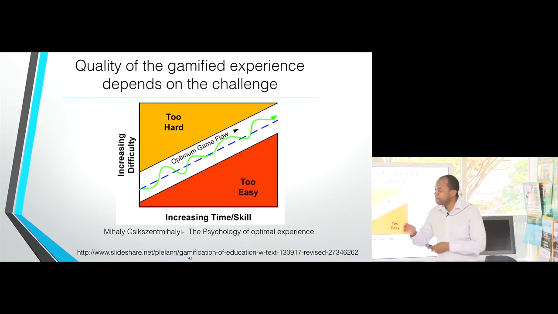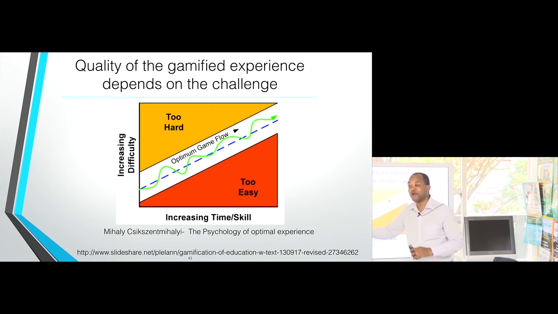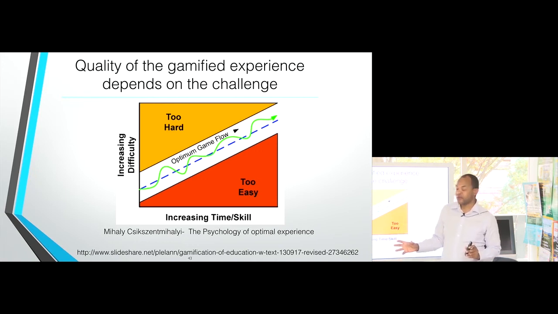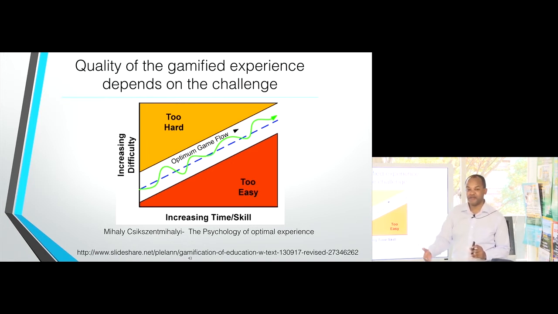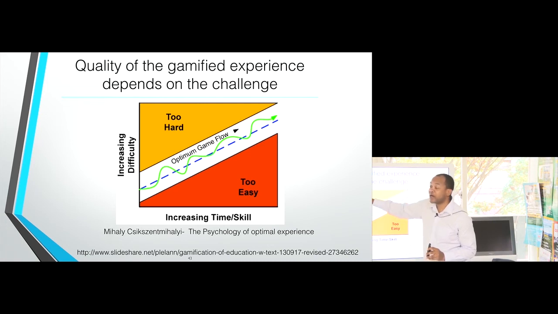He describes a point. He calls it an optimal experience. He says that this represents increasing difficulty for any activity. It's applicable to games as well. And then here also an increasing skill needed to accomplish that activity. It's described here. So here, the skill needed is too easy. You don't need much skill. And then here, the skill needed is too hard. You need a lot of skills to achieve. The level of difficulty is too hard on this side.